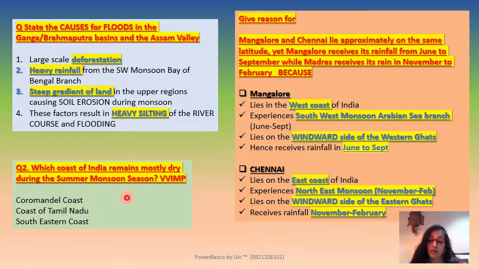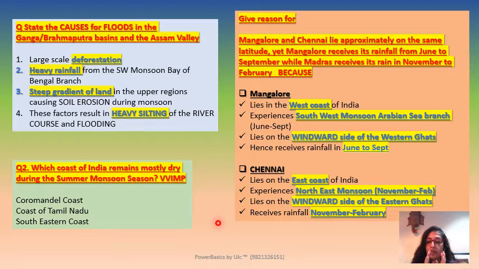Which coast of India remains mostly dry during the summer monsoon season? You should know, first of all, the Tamil Nadu coast is going to be dry. The Coromandel coast is the Andhra Pradesh coast. It also is dry. So, which coast of India remains mostly dry? You should know the coast of Tamil Nadu is going to stay dry. We all know that. The Coromandel coast is the Andhra Pradesh coast. It's going to stay dry. And the southeastern coast is going to remain dry.